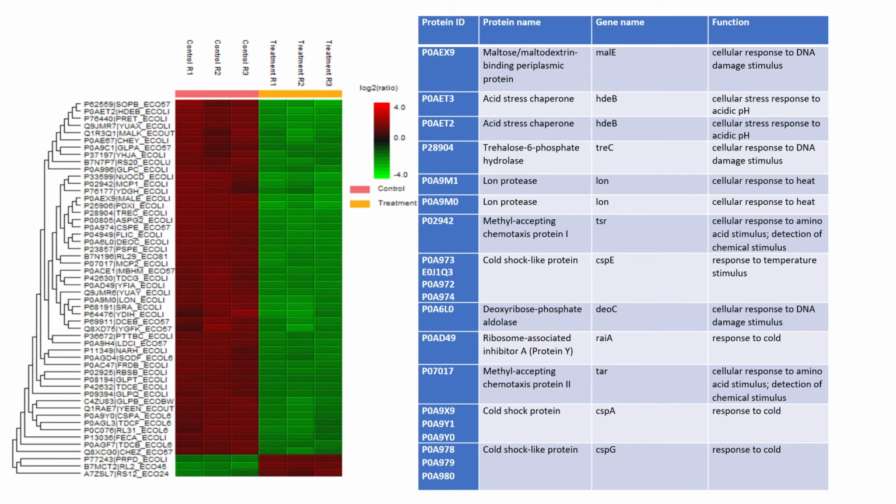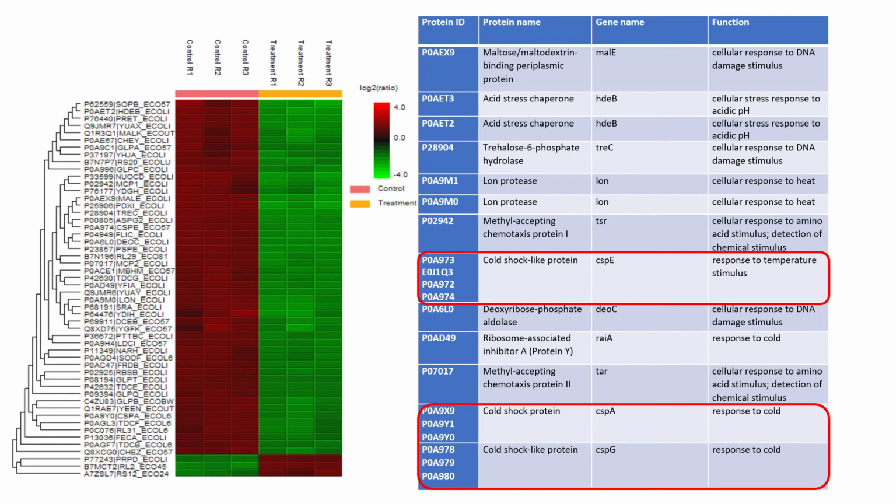And the content in this table is the most useful information that I have sorted out for determining the cause of protein change. Among these proteins, the most inviting type is the cold shock protein or cold shock-like protein. Their gene names are CSPA, CSPE, and CSPG.